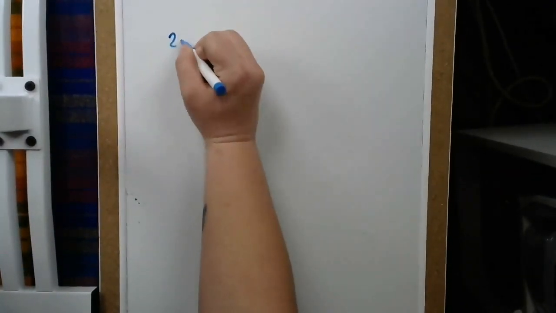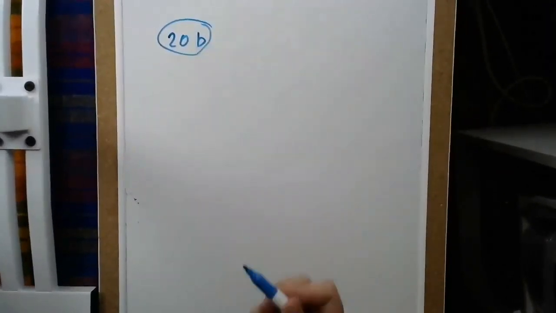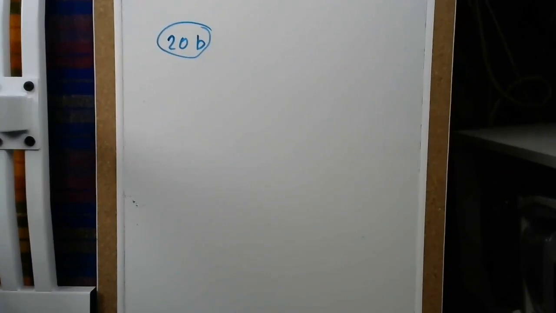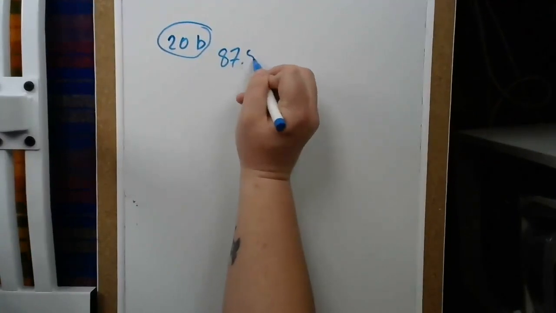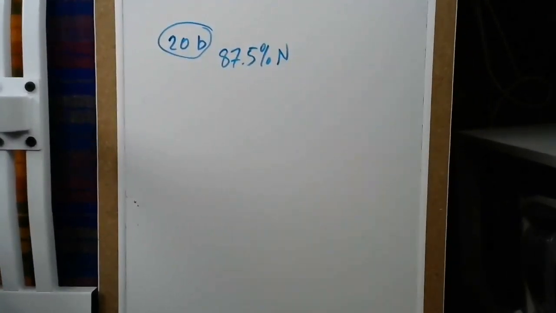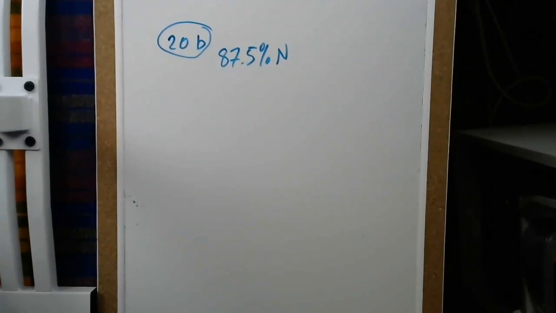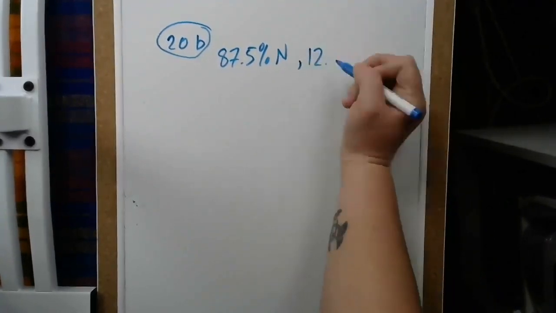All right, but we'll try another example of that since those ones are kind of important. So let's look at number 20. You guys can do A on your own, but let's do 20B. We have a compound that's 87.5% nitrogen and 12.5% hydrogen by mass.